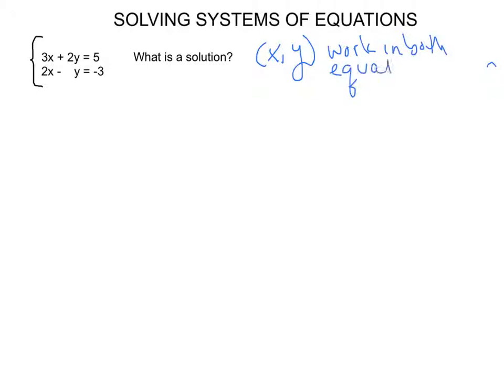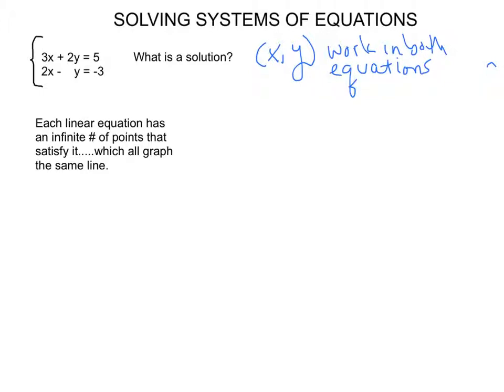Now we know that for any linear equation, there is an infinite number of x's and y's that will satisfy that equation, and it graphs a line. Right, so we know, for example, that if we have the line of an equation, every single one of these points on this line is going to work if you plug them in as x and y into the equation. So the question is, what happens if we're talking about two equations at the same time?